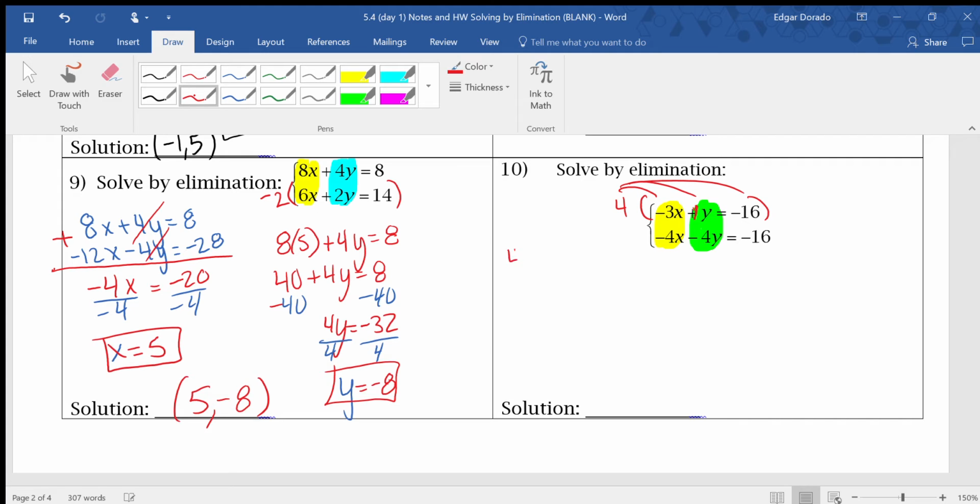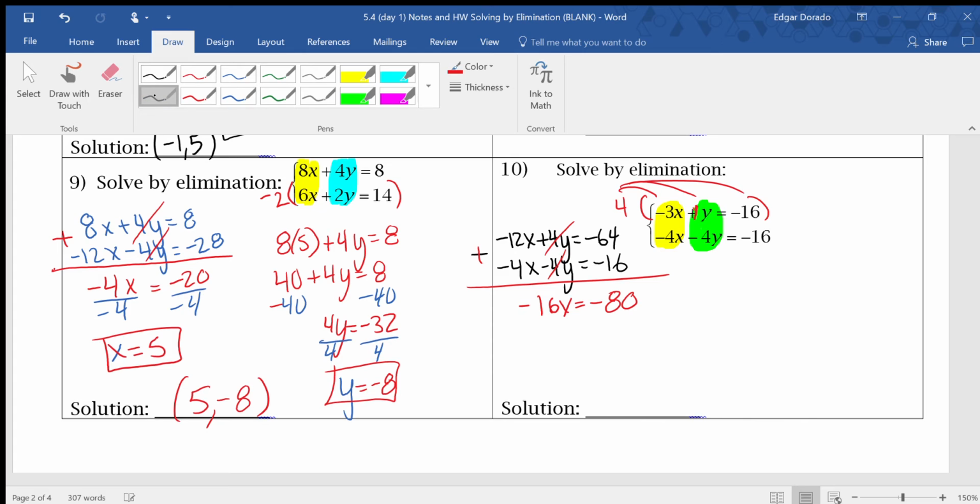So I'm going to have to multiply the top equation by 4. So what do I get? I'm going to get negative 12x plus 4y equals negative 64. And then I'm going to get a negative 4x since that one didn't change. Basically just rewriting it. But now I can add both columns. These will cancel. I get negative 16x equals a negative 80, I believe.